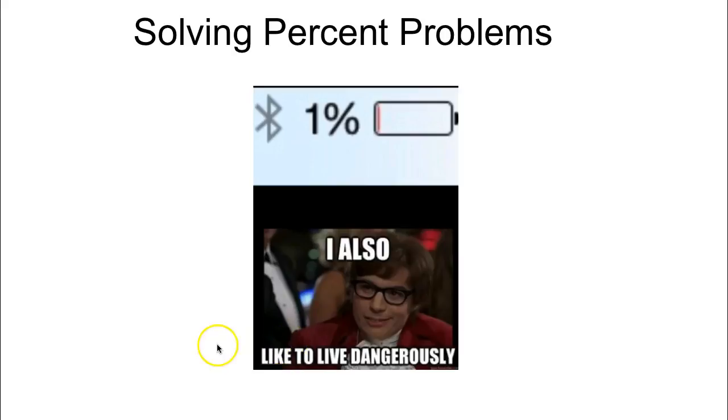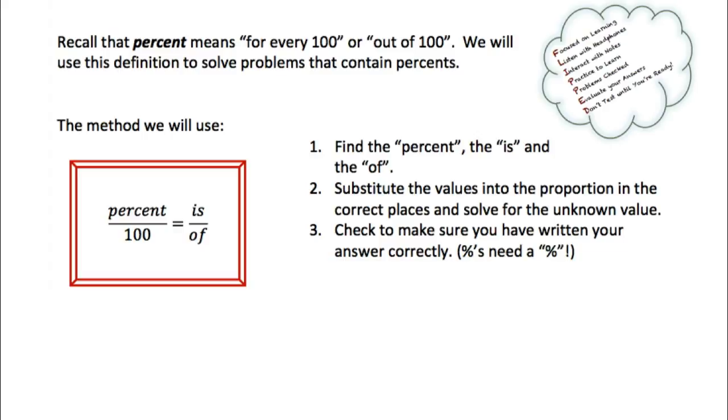All right, let's dig into this. So today we're going to solve percent problems. There's many ways to do this. I'm going to show you one way that works every time. Percent means for every 100 or out of 100. So if you got a 70% on a test, that means you get 70 right out of every 100 questions. If you get an 80% on your mastery check, that you got 4 out of 5, that means you get 80 out of every 100.